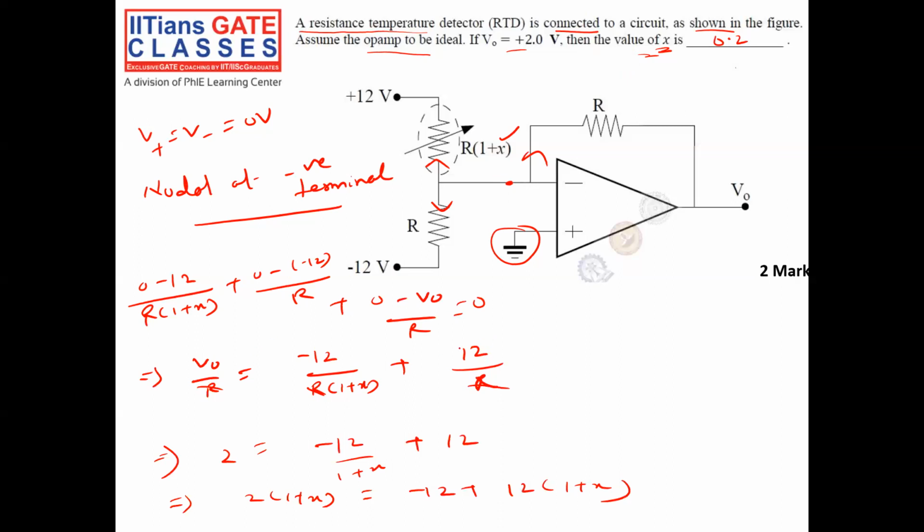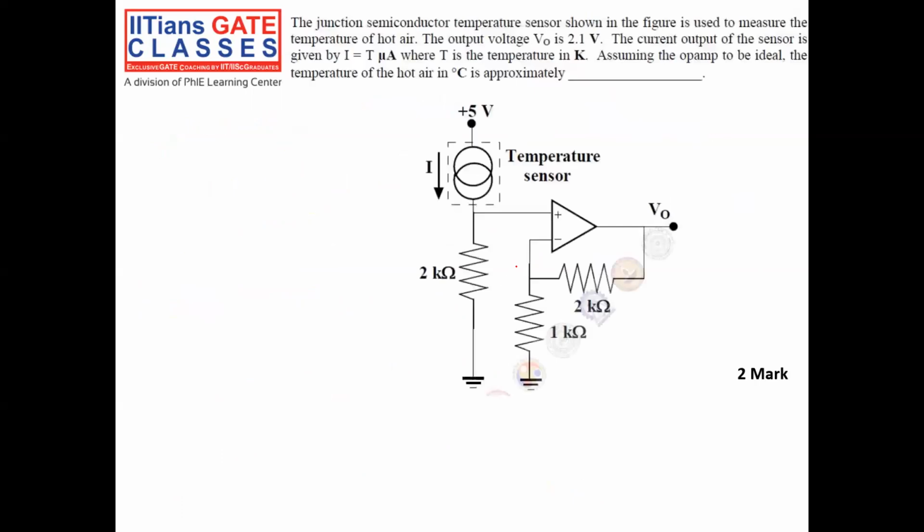Initially you might not understand how to get X when R and X are both unknown. But whatever you know, just put it on paper, then you will get a way to the answer. Don't think and spend time on how to do it. Whatever you know, just put it on paper. That is the trick. Okay, so let's see the next question.